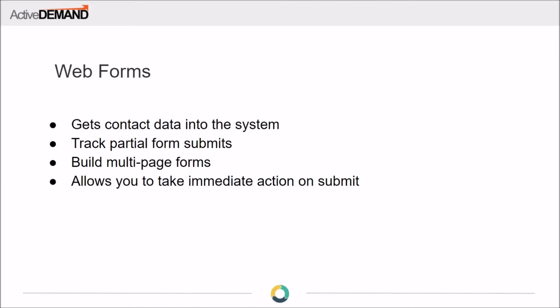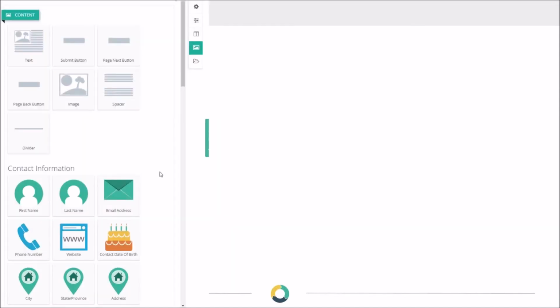Next, we're going to look at web forms. And web forms are important, again, if you want better attribution to know what marketing is causing results. Looking at some of the advantages of using ActiveDEMAND web forms, one, it gets contact data into the system, and because it's not anonymous, we get some really good stuff in there that you can't get if I had form submits tracked with Google Analytics, for example.